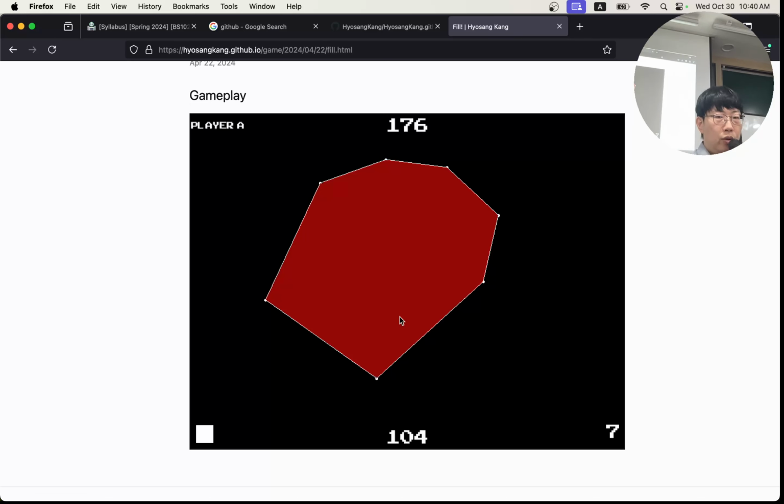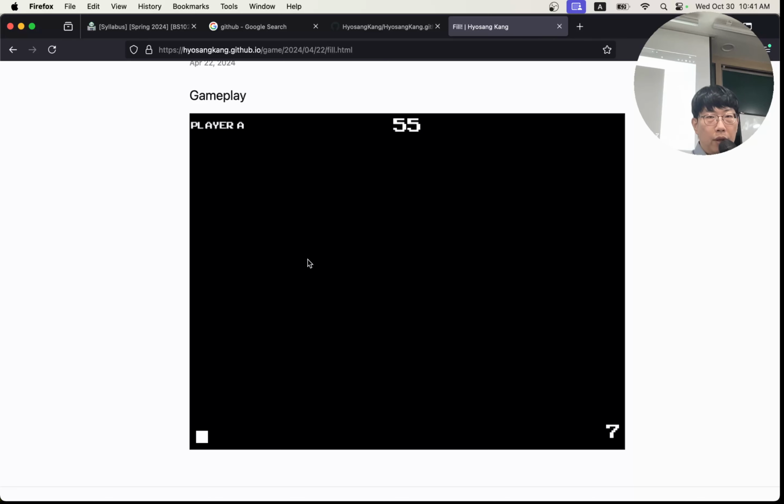So I don't have a unit, but the area is 104. If the unit is meter, then it's 104 meters square, and so on. So basically, I made it as a game that two people can compete. I think it's still player A, and I think it goes for 10 rounds.